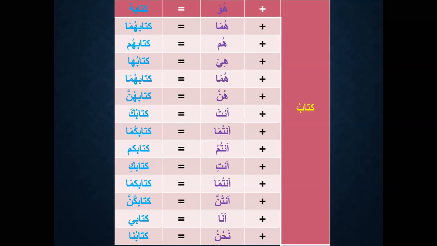Kitabuka, your book. Kitabukuma, you two men, your book. Kitabukum, all you men, your book. Kitabuki, your book, all you female. Kitabukuma, you two female, your book. Kitabukunna, book of you, all female. Kitabi, my book. Kitabuna, our book. This is how it changes.